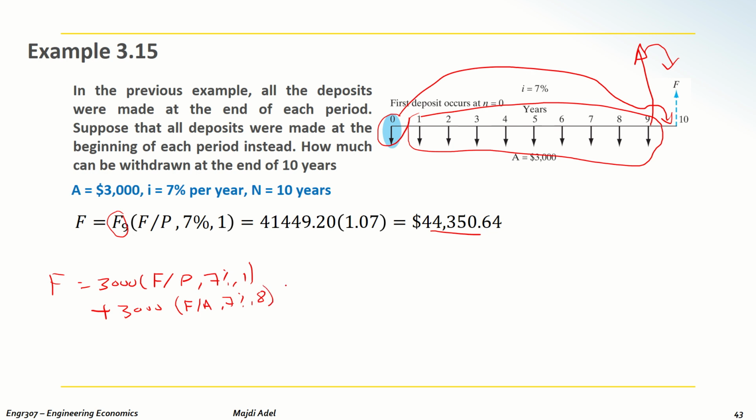I have 8 interest periods: 1, 2, 3, 4, 5, 6, 7, 8 interest periods. Okay? Multiplied by, now treat it as single payment cash flow, calculate F given B at interest rate 7% and 1 year. You will get the same answer. We will get the same answer.